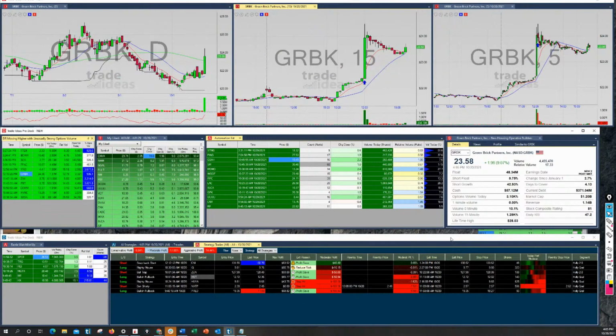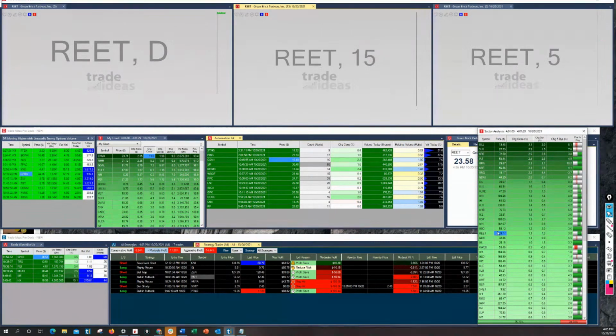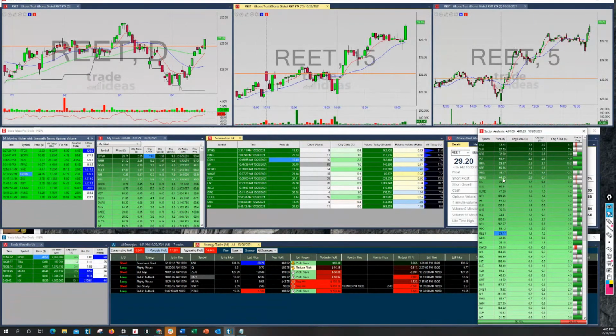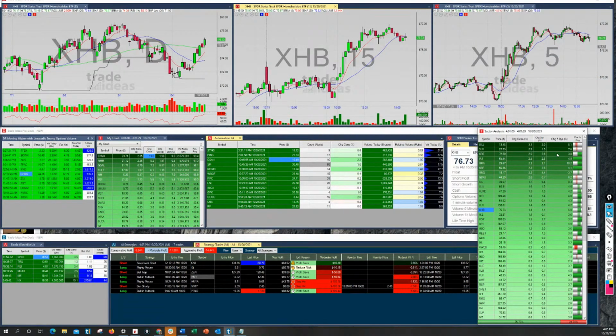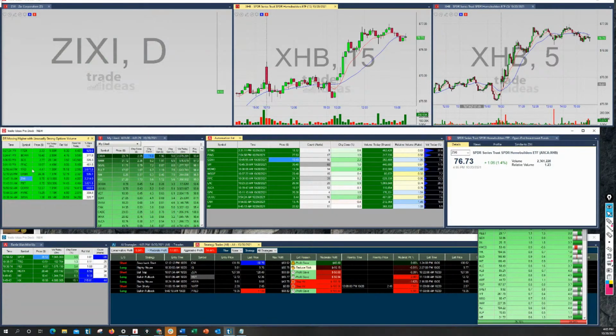Housing. We've discussed housing, might make a move here. XHB, there's your housing, your home builders, and we discussed it might make a move, and it really looks like it has. I discussed possibly here on that gap up, we could see a move. We've seen some pause, go now, in housing. So no surprise there.